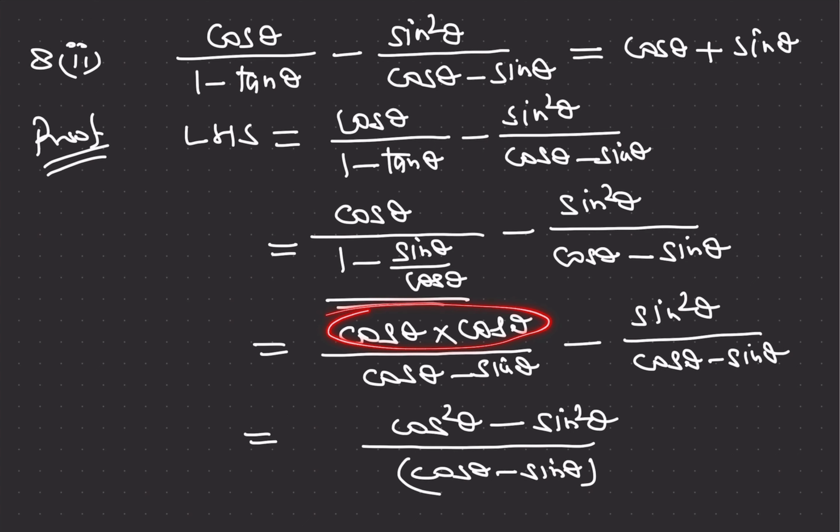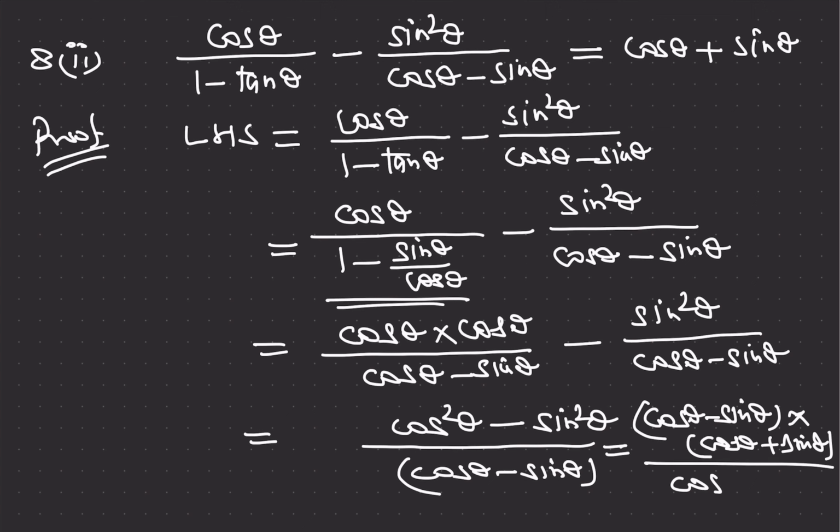So you can see that this becomes cos square theta, and this are same. So we take LCM cos theta minus sin theta. Now cos square theta minus sin square theta can be broken into two parts, cos theta minus sin theta into cos theta plus sin theta divided by cos theta minus sin theta. So basically what we have now is we are having the cos theta plus sin theta, which is nothing but the RHS of the problem, hence we solved the problem.